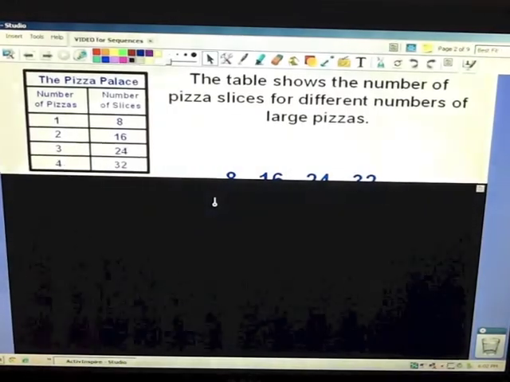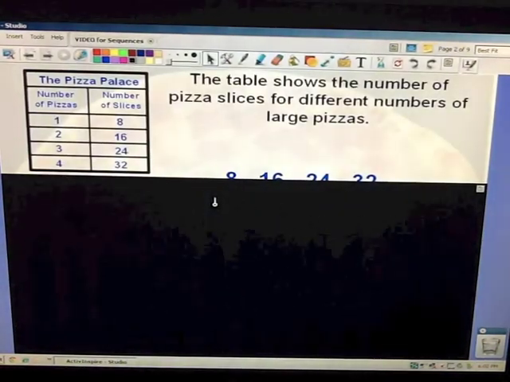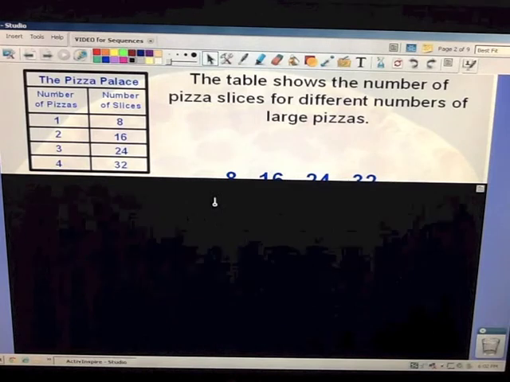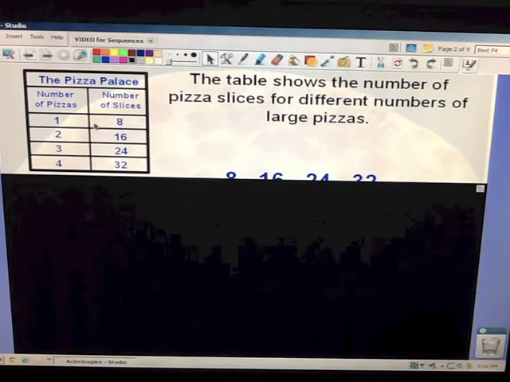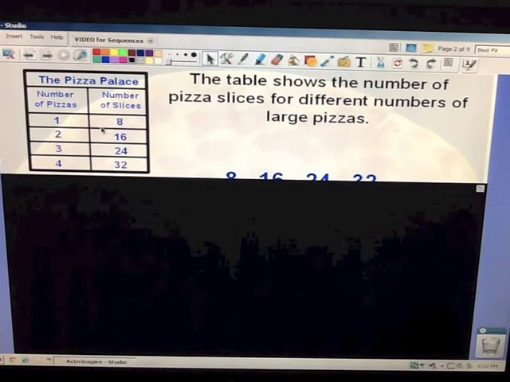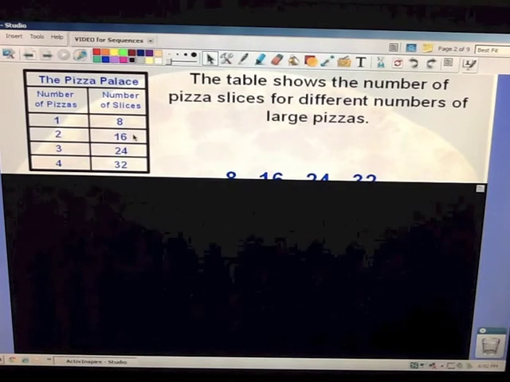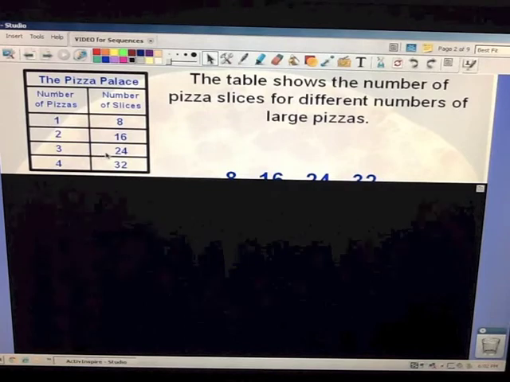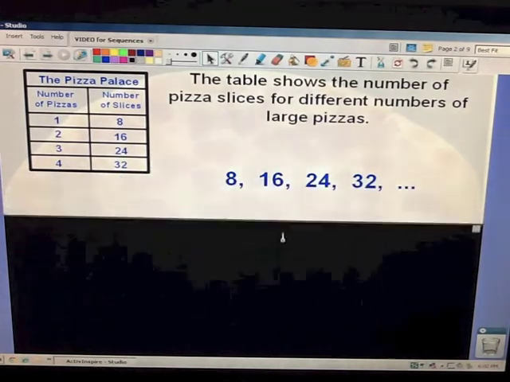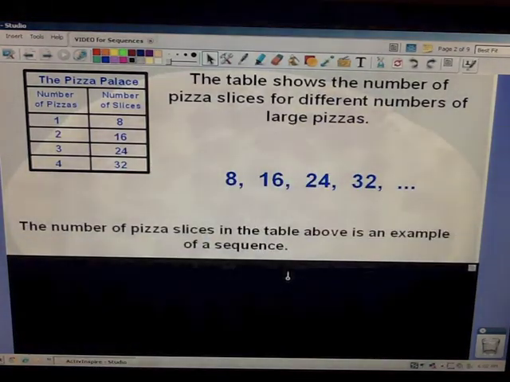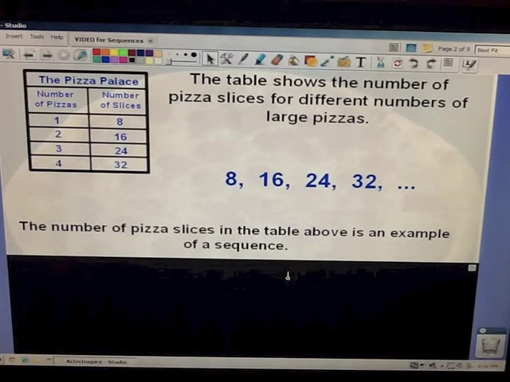Okay, the table to the left shows the number of pizza slices for different numbers of large pizzas ordered. For example, if you order 1 large pizza, you would get 8 slices. 2 large pizzas give you 16 slices. 3 large pizzas give you 24 slices, and so on. The number of slices in the table above is an example of a sequence.